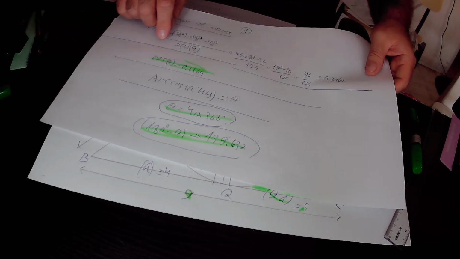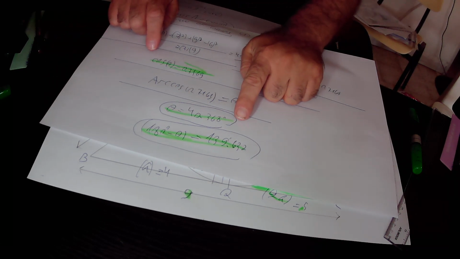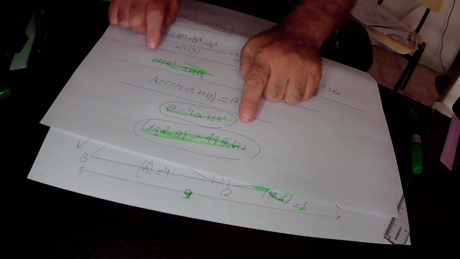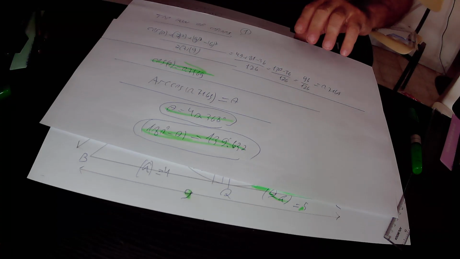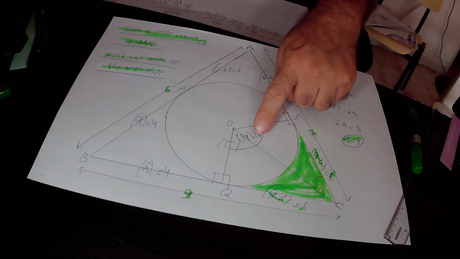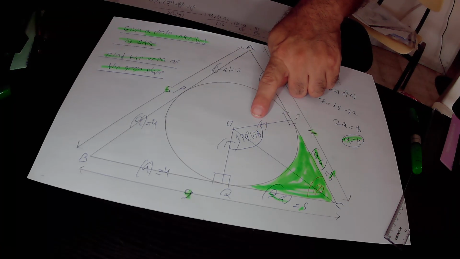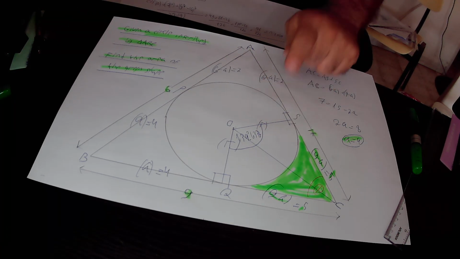But we already found out that 180 degrees minus theta equals 139.632 degrees. So 180 degrees minus theta equals 139.632 degrees in its size.